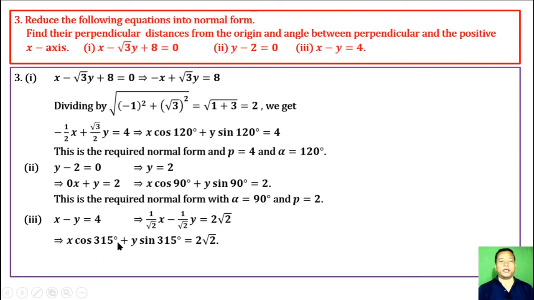Cos of which angle gives 1 by root 2, and sine of which angle gives minus 1 by root 2? That is 315 degrees. So x cos 315 degree plus y sin 315 degree equals 2 root 2. This is the required normal form, with alpha as 315 degree and p as 2 root 2.